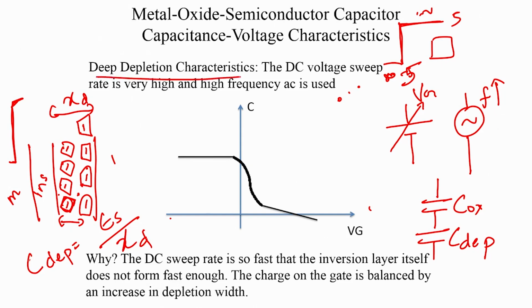Okay, I do not know whether I mentioned that. And what is the difference between high frequency and deep depletion? In high frequency, the DC voltage is varied very slowly, but the AC signal has a high frequency. In deep depletion, not only does the AC signal have high frequency, but the DC voltage is also varied very rapidly. Okay, so that is the deep depletion characteristic.